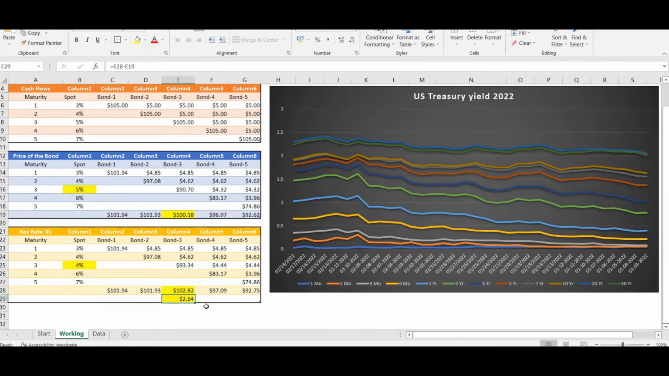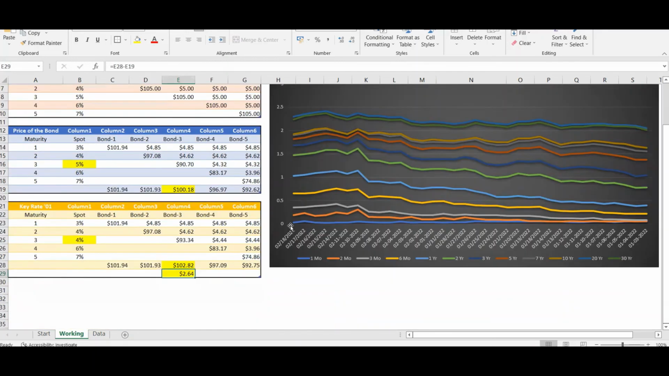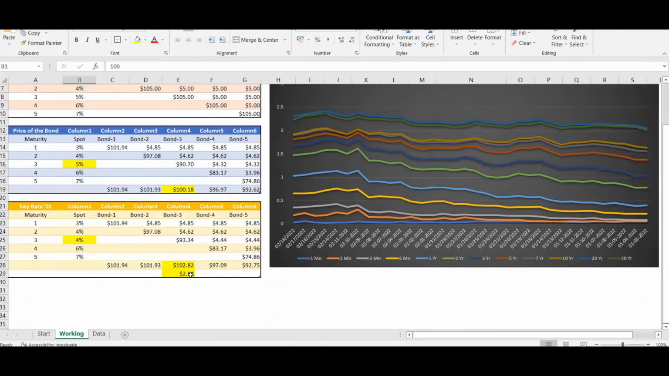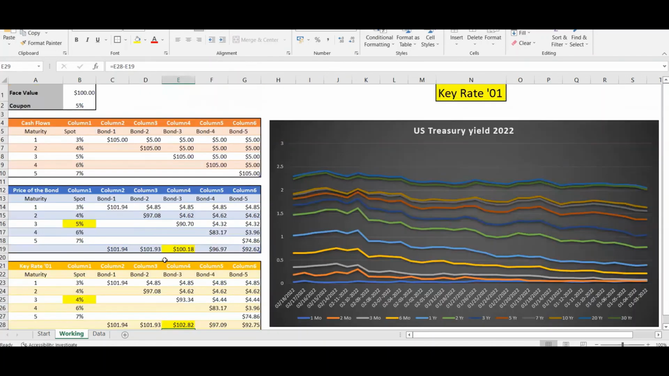So when I change my key rate by 1%, there is a change of $2.64. So basically this is my key rate 01. Eventually this is my key rate duration also, because the face value is 100. So I can say that this is the percentage change when I change my key rate by 1%. So this is about key rate 01.